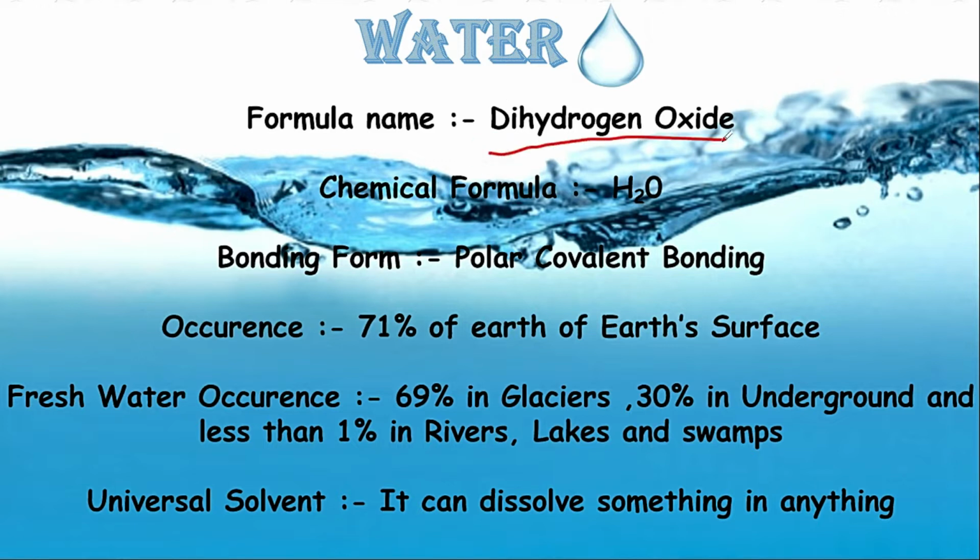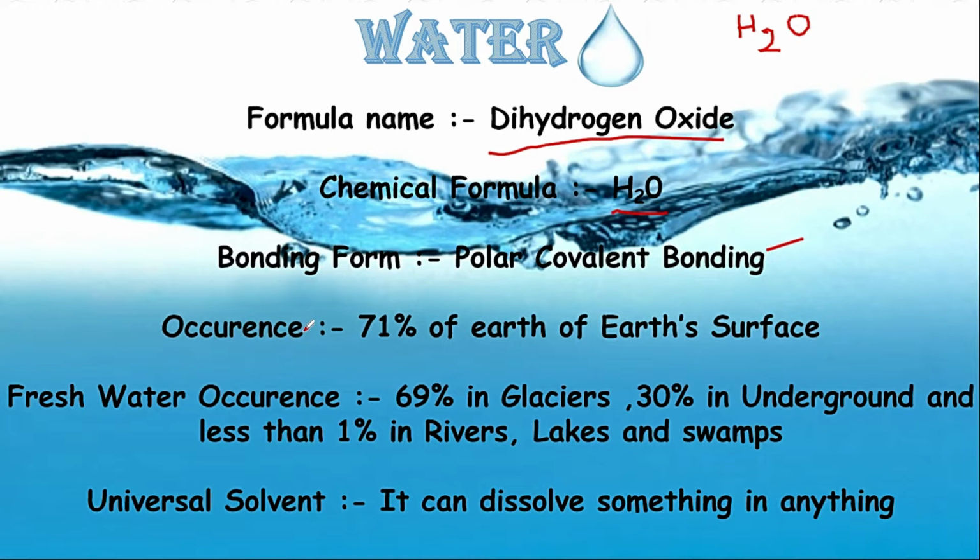Next, its chemical formula is H2O. And the bonding form is polar covalent bond. Water has a bond between hydrogen and oxygen, where both have a polar covalent bond. In the last video, in the chemical bonding chapter, I have already told about polar covalent bond and non-polar covalent bond. Next, occurrence. It has 71% of Earth's surface.